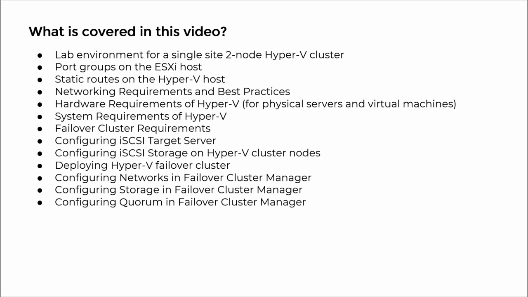And then I will talk about networking requirements and some of the best practices that we need to follow. I will also talk about hardware requirements if your Hyper-V cluster nodes are running as virtual machines or physical servers, system requirements for Hyper-V, and failover cluster requirements. We'll also talk about configuring an iSCSI target server, which will be used to provision iSCSI LUNs to the Hyper-V hosts. And these iSCSI LUNs need to be configured on the Hyper-V hosts to use them in failover cluster.